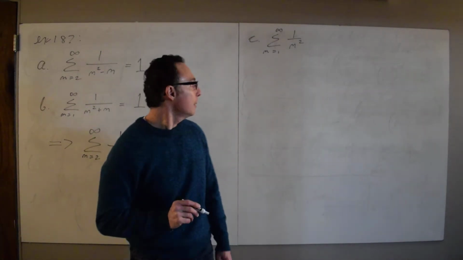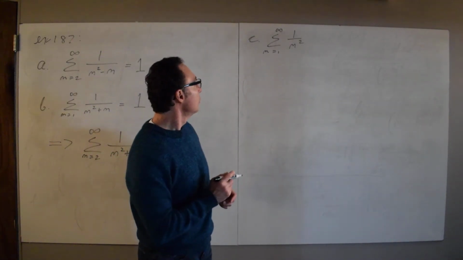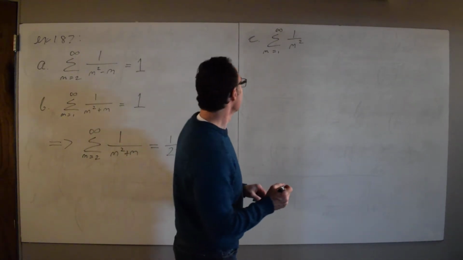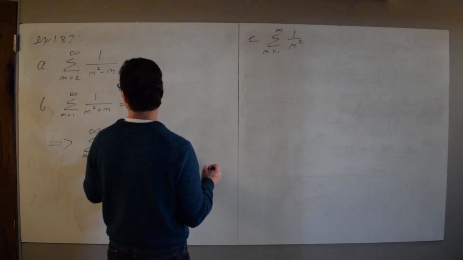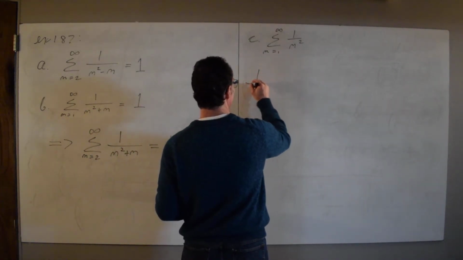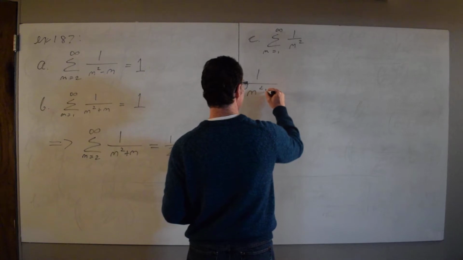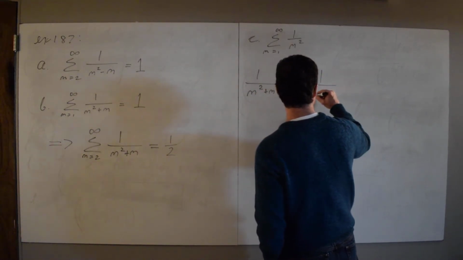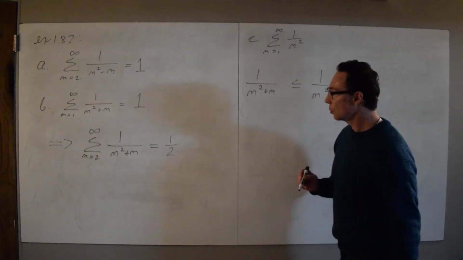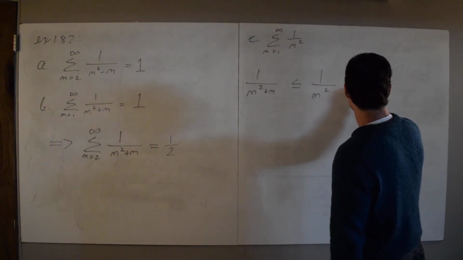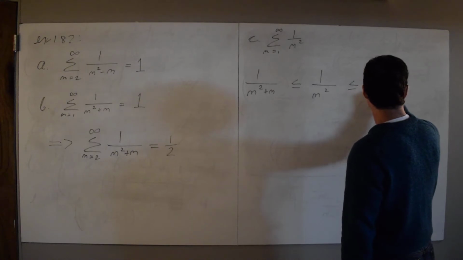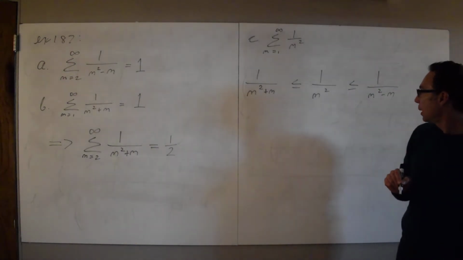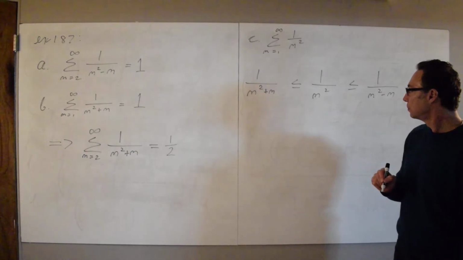Now part C is the sum n equal 1 to infinity of 1 over n squared. But if we notice that 1 over n squared plus n is less than or equal to 1 over n squared, that is less than or equal to 1 over n squared minus n. Remember, the larger the denominator, the smaller the fraction.